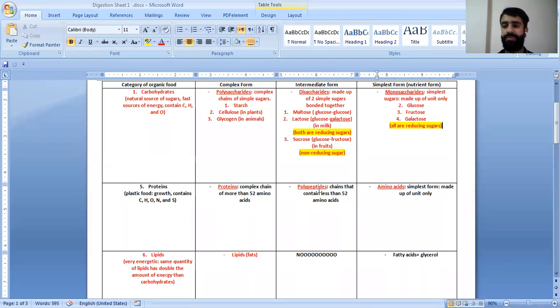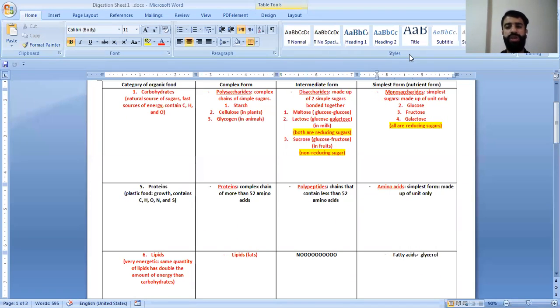Moving to the lipids, you have to know they are very energetic and they give double the amount of energy than the same amount of carbohydrates. Complex form is called lipids, while the simplest form is called fatty acids plus glycerol. And it's not fatty acids, it's spelled F-A-T-T-Y, fatty acids plus glycerol. There is no intermediate form.